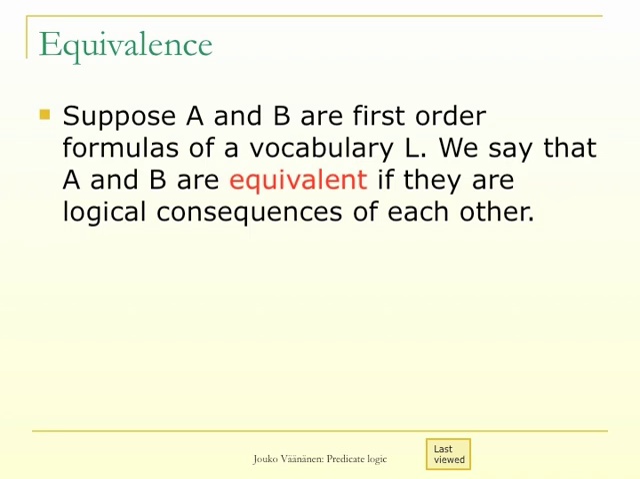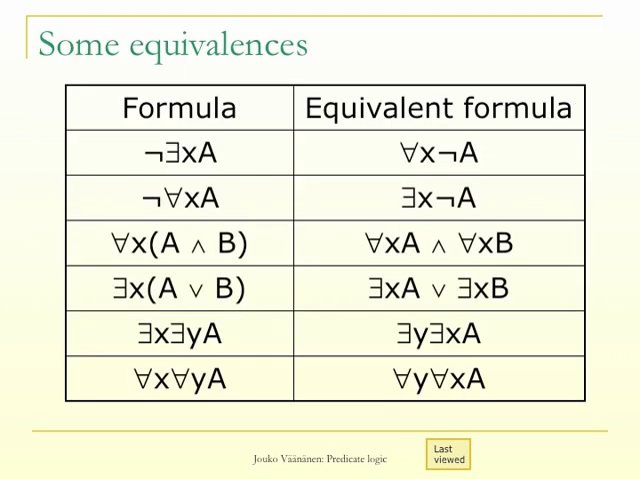Equivalence. Suppose A and B are first-order formulas of a vocabulary L. We say that A and B are logically equivalent if they are logical consequences of each other. Equivalently, A if and only if B is valid. Here is a table of simple equivalences.